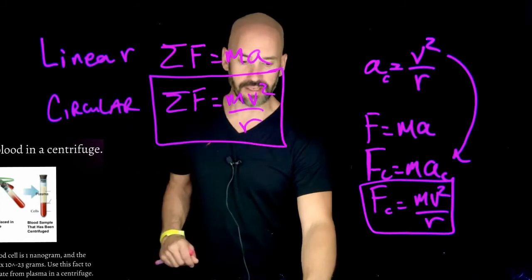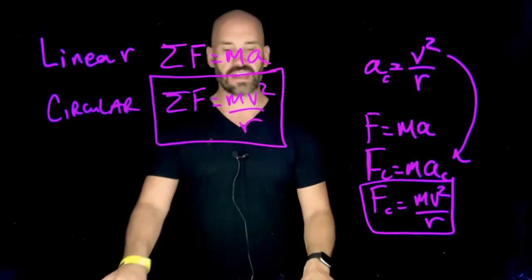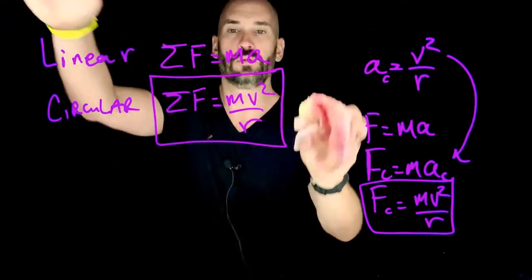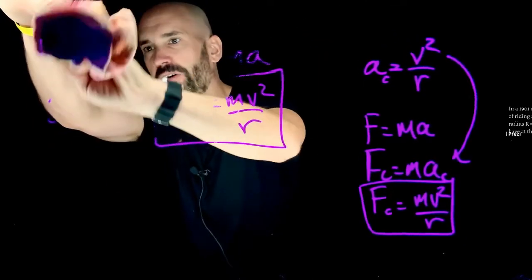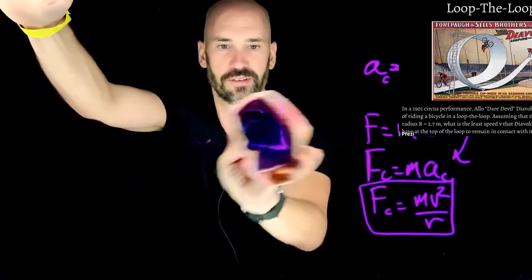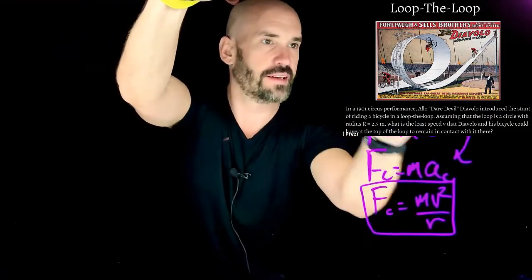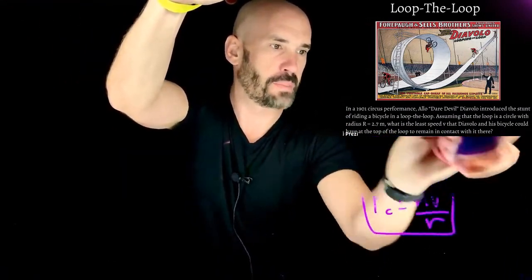Okay? All right. Let's take a look at an example involving a loop-de-loop, which is any kind of ride or stunt where you have a track that allows you to move in a circle. By pushing off the track, you are essentially staying in circular motion. And the question is, in 1901, a circus performer named Allo Daredevil Diavolo introduced the stunt of riding a bicycle in a loop-de-loop, which I can't imagine being the first guy to ever try that stunt. It's pretty spooky.